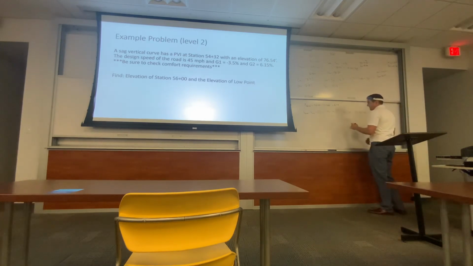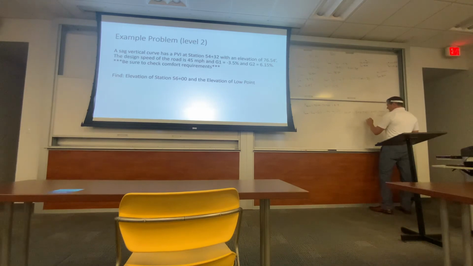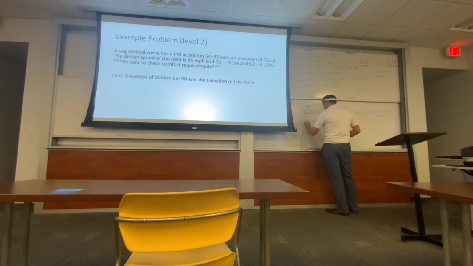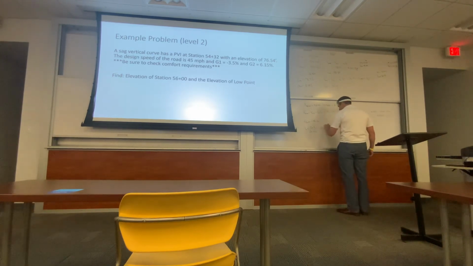90.32. What'd you get? 90.32. Okay, and then x of my low point equals G1 L over G1 minus G2, equals negative 0.035 times 820 divided by negative 0.035 minus 0.0615.